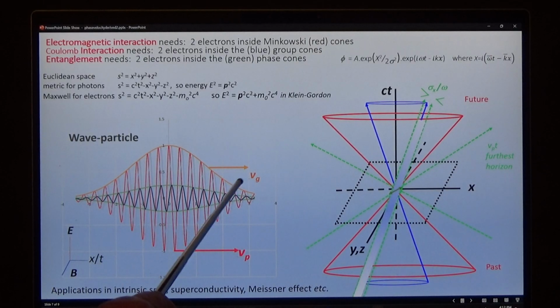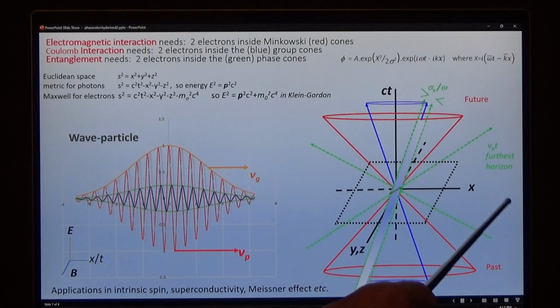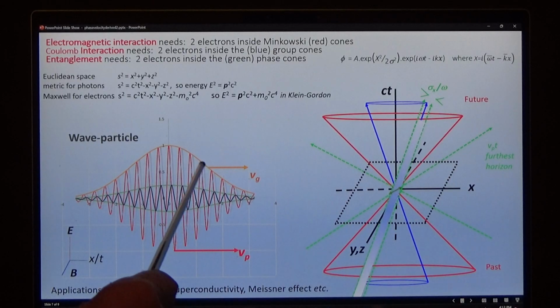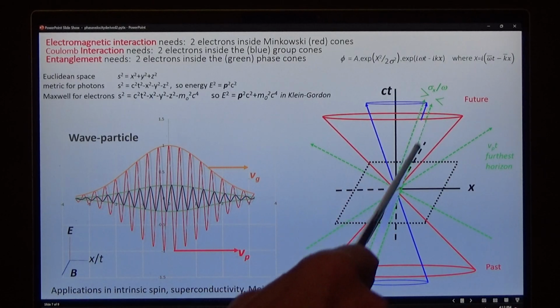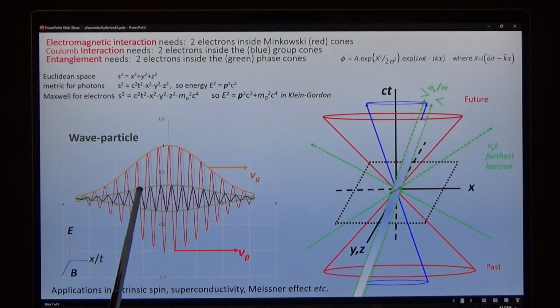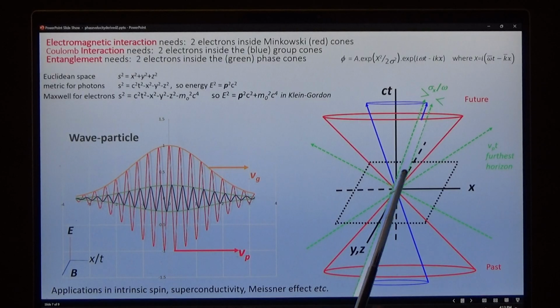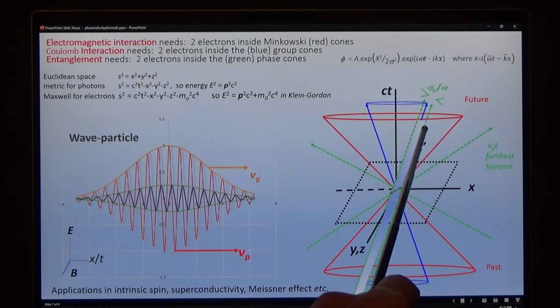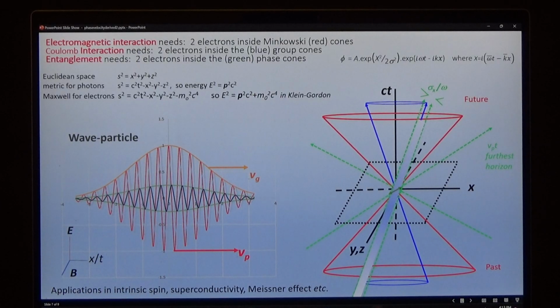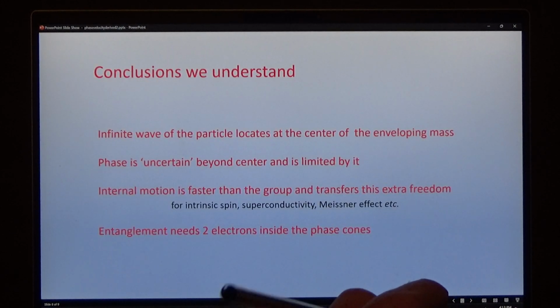The phase velocity is out in the tail, down here. A phase separated from a wave group on the upper cone is so small that it doesn't interact. What does interact is the uncertainty within the wave group, this uncertainty. We'll be able to use that to make a few conclusions.